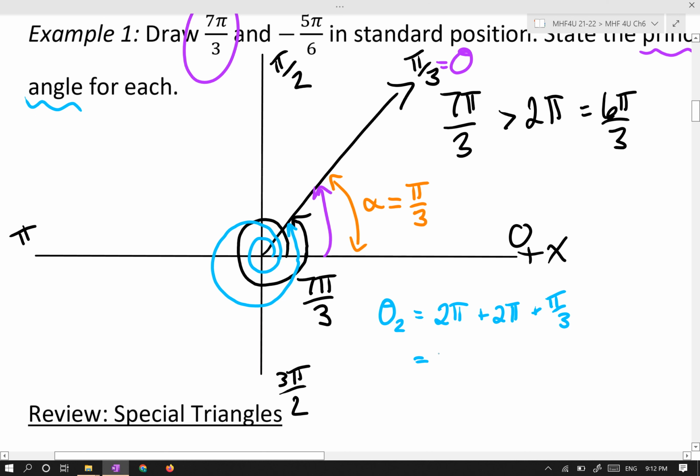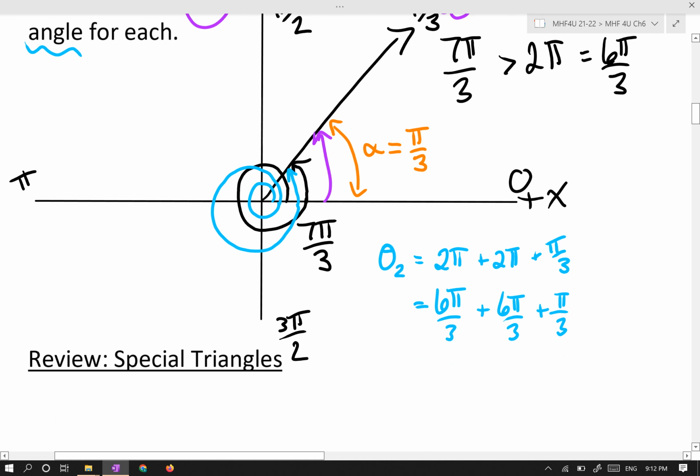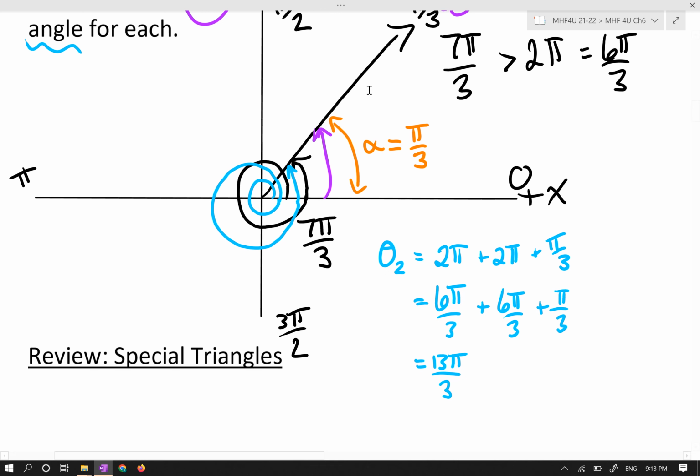If that's the case, we have 6 pi over 3 plus 6 pi over 3 plus pi over 3. Okay, so 6 plus 6 plus 1, that's 13 pi over 3. And that's great. That's one option for a coterminal angle here. Can we come up with another?